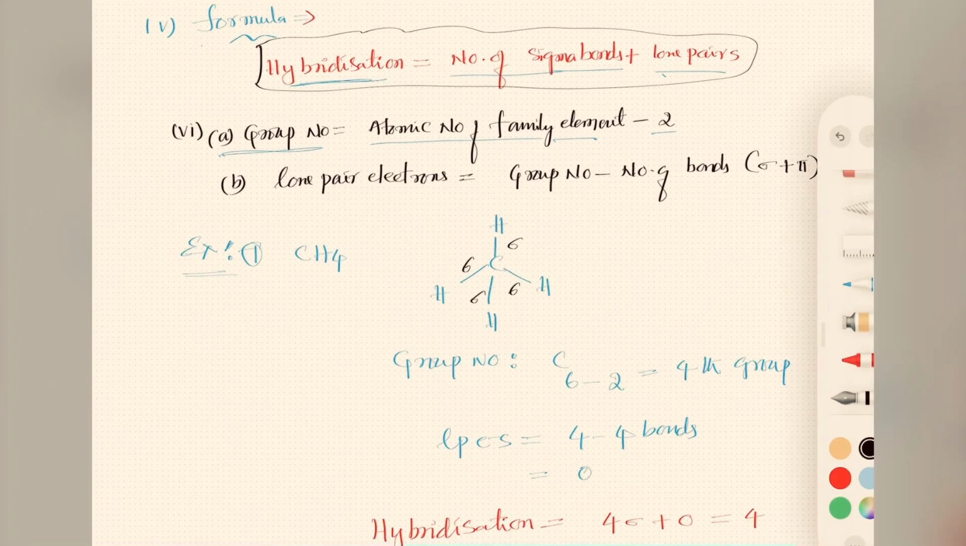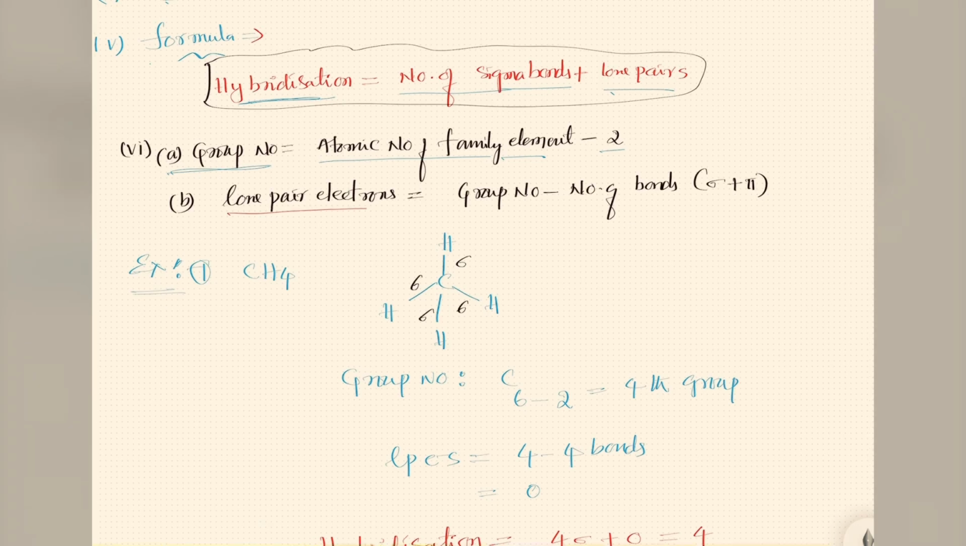First we'll discuss one by one how to get this. So group number is equal to atomic number of the family element minus 2. Just know what I said. And one more thing, lone pairs also we need to calculate. If you know the group number, you can find how many lone pairs are there in the molecule. So lone pairs equal group number minus number of bonds. Number of bonds means sigma bonds, for example 5 bonds. Total bonds will be subtracted from this.